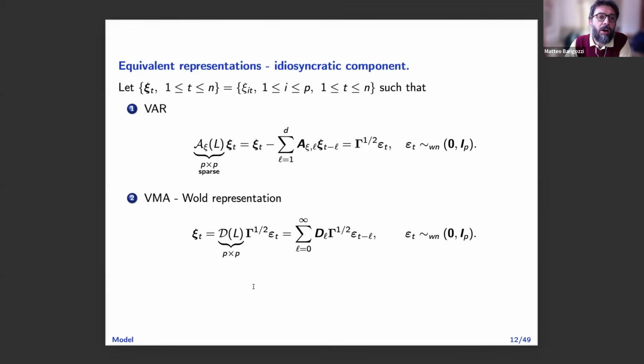Okay, so we will work with this approach. It's important to remember that under our assumption, which is stationarity and causality of the VAR, we can also write the Wold representation of the idiosyncratic component, which I will use in a moment. And we will be making assumptions on D of L, and this will have an effect on the rest, okay?